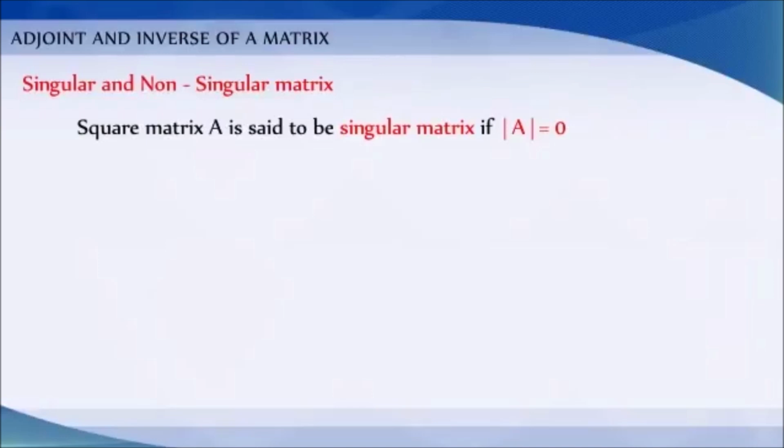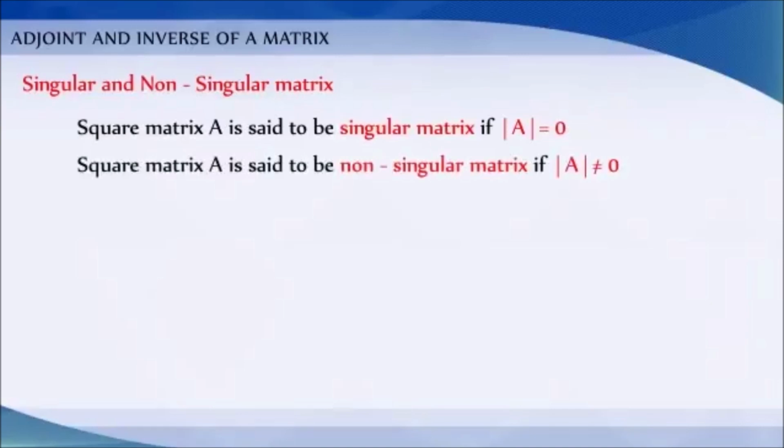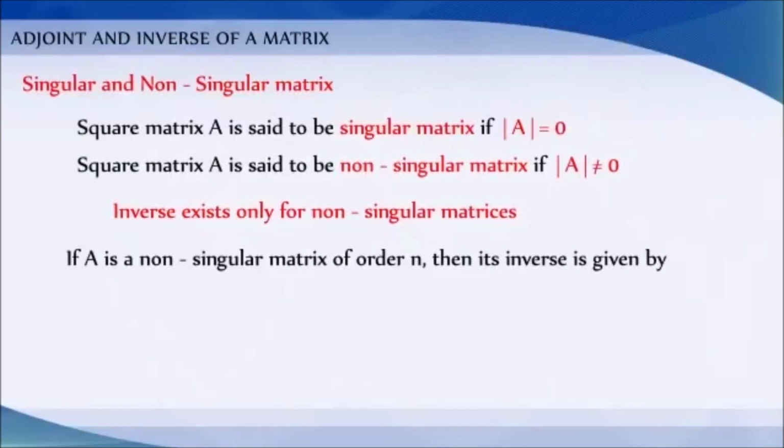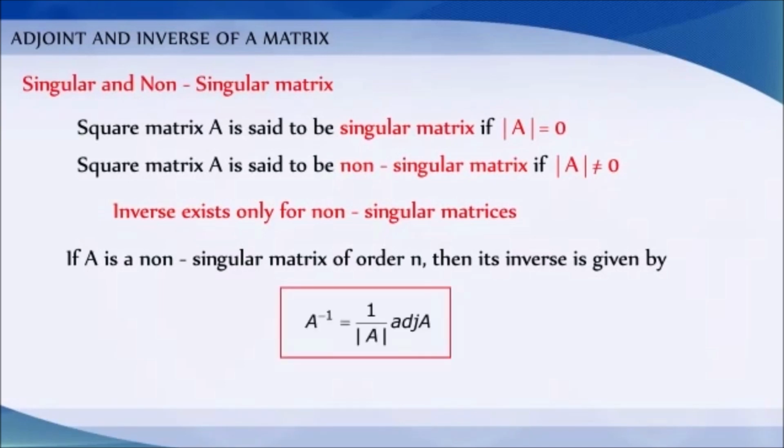Singular and non-singular matrices. A square matrix A is said to be singular if its determinant value is 0. A square matrix A is said to be non-singular if its determinant value is not equal to 0. And the inverse exists only for the non-singular matrices. If A is a non-singular matrix, then its inverse exists, and it is given by A inverse is equal to 1 by determinant of A into adjoint A.